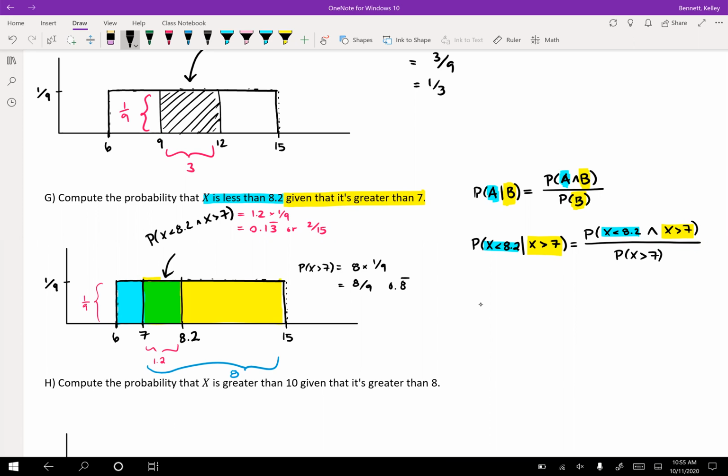So now what's going to happen is, now that I have my probabilities, I can go ahead and put them into the ratio, right? So the probability that X is less than 8.2 and X is greater than 7, again, that's that green region of overlap. And we saw that that was 2/15. So I have 2/15. The probability that X is greater than 7 is the yellow region, right? So that's from 7 to 15, and that's going to be 8/9. And so I'm going to do keep, change, flip 2/15.